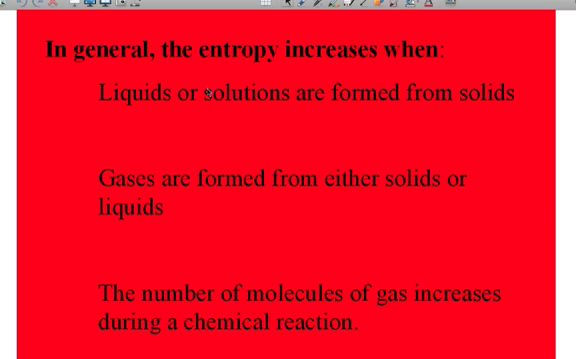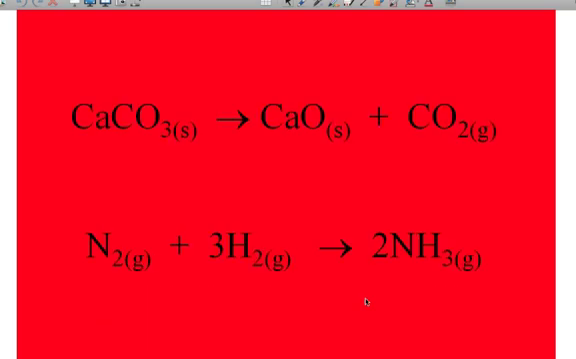In general, entropy increases when liquids or solutions are formed from solids. If you go from a solid to a liquid, you're becoming more disorderly. Gases are formed from solids or liquids. If you go from a liquid to a gas, you're becoming more disorderly. The number of molecules of gas increases during a chemical reaction. If you produce gas, if you're increasing your amount of gas, you're becoming more disorderly.